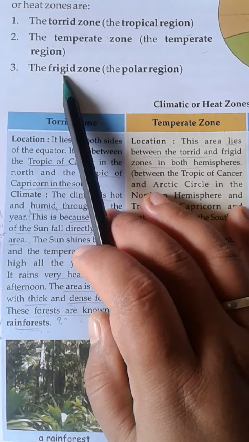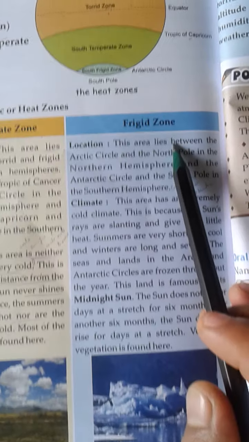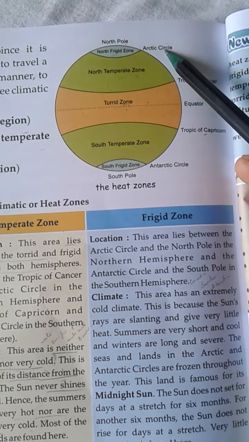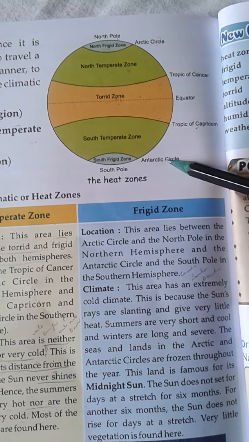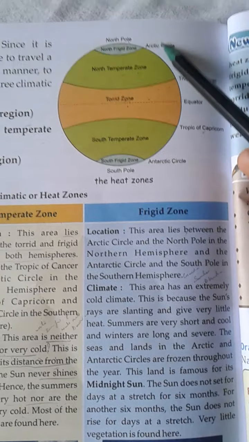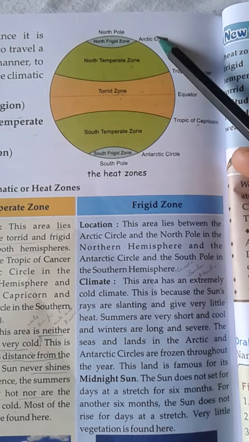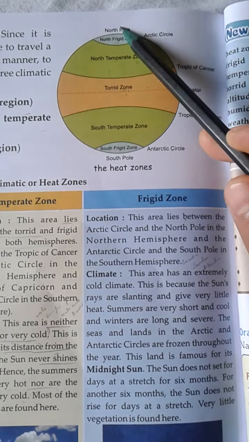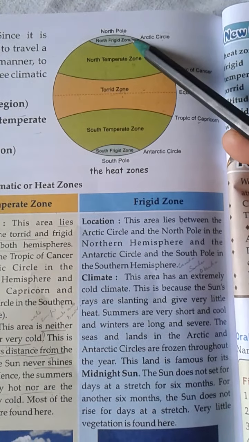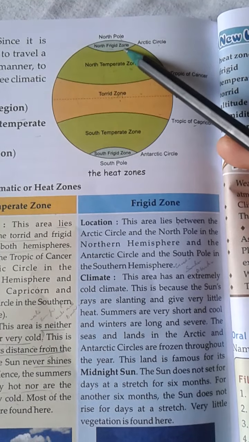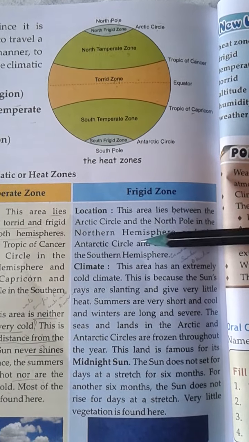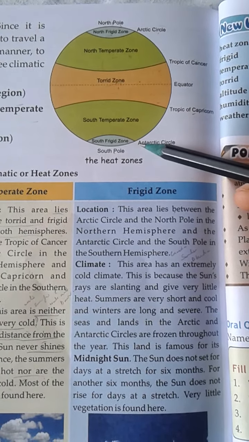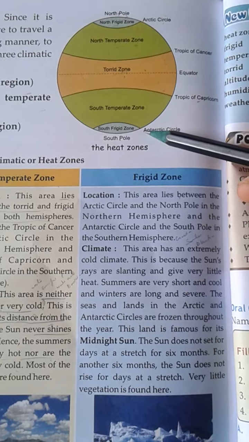Now we go to the third point, that is the frigid zone. Where is the location of the frigid zone? It is in the Arctic Circle. You can see here the Arctic Circle and the Antarctic Circle. So it lies between the Arctic Circle and the North Pole. You can see here North Pole and South Pole. So the frigid zone lies between the Arctic Circle and the North Pole, and the South Pole or the Antarctic Circle.